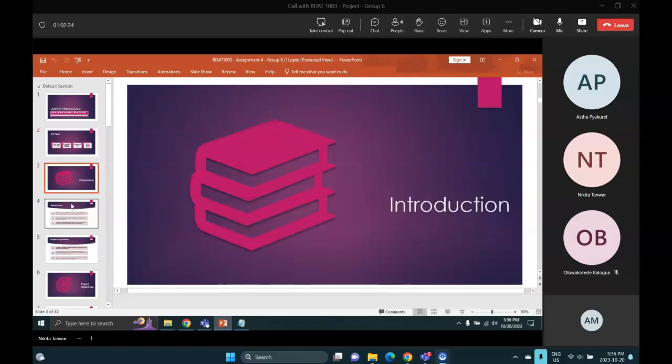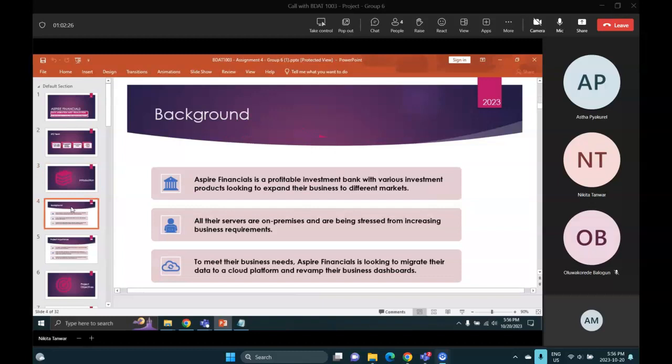For introduction, Aspire Financials is a profitable investment bank, and they have various investment products, and they're looking to expand their business to different markets. But currently, their on-premises servers are being stressed from increasing business requirements, and to meet their business need, they need to migrate their data to a cloud platform and revamp their business dashboards.